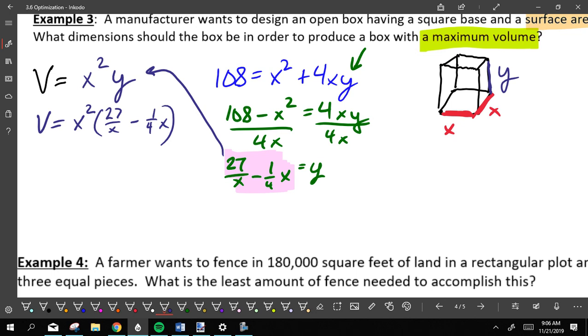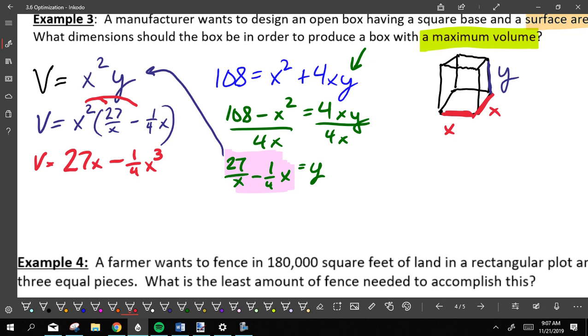Now what should I do? Distribute. Let's clean that up a little bit because right now it's kind of ugly. So we're going to distribute. Volume equals 27 over x times x squared, just 27x. And then x squared times 1/4 x would get me 1/4 x cubed. That is volume.